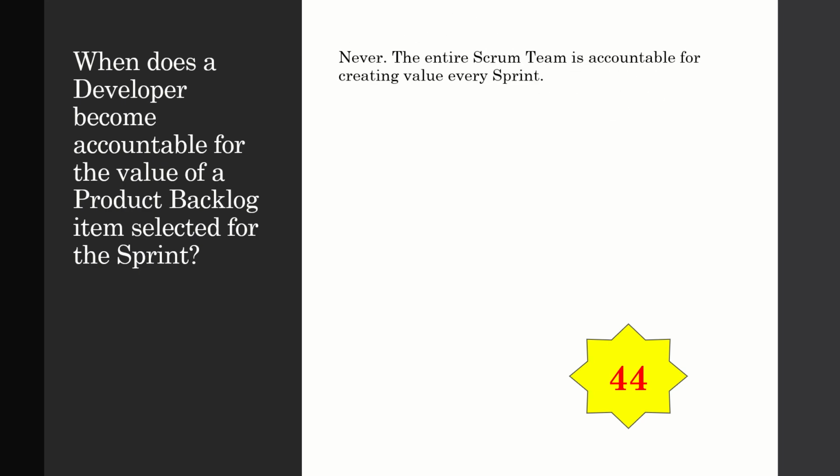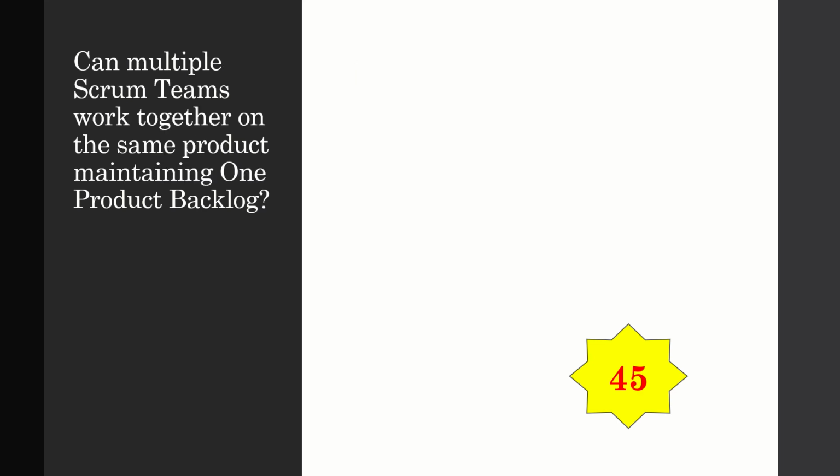When does a developer become accountable for the value of a product backlog item selected for the sprint? Never. The entire Scrum team is accountable for creating value every sprint. Can multiple Scrum teams work together on the same product, maintaining one product backlog? Yes, the answer is yes.